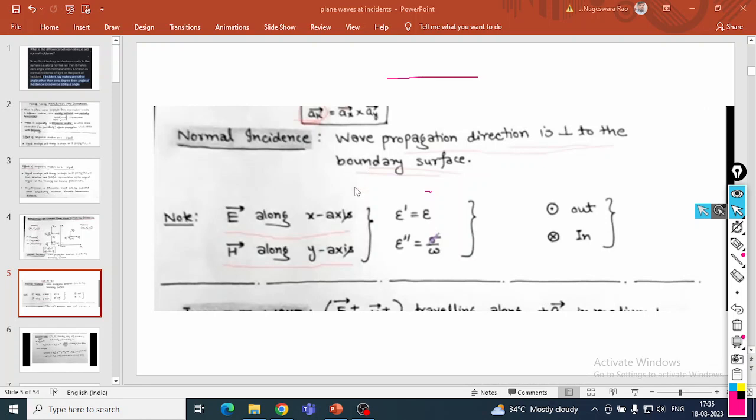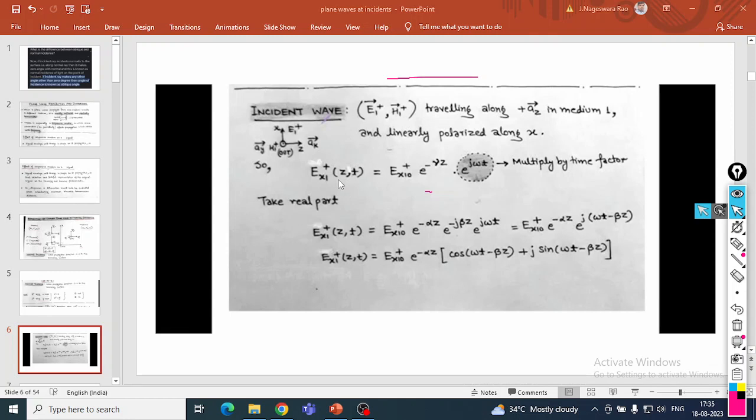Okay, already we've seen all these things. Incident waves. Now we can represent the incident wave in terms of electric and magnetic fields. Here the E signal and H signal are traveling along the z direction in medium 1 and linearly polarized along the x direction. Then it is represented like this: Ex1 means E polarized in the x direction from medium 1, plus is nothing but the incident wave.